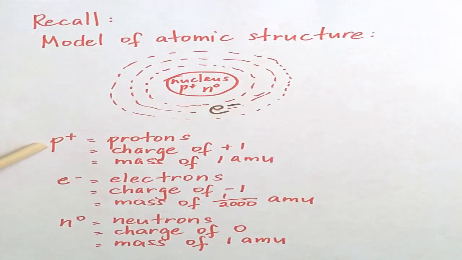The protons we represent as P+. They have a charge of +1 and a mass of 1 AMU. The electrons we represent as E-. They have a charge of -1 and a mass of 1/2000 AMU, and we have described this as negligible. The neutrons we represent as N0. They have a charge of 0 and a mass of 1 AMU.